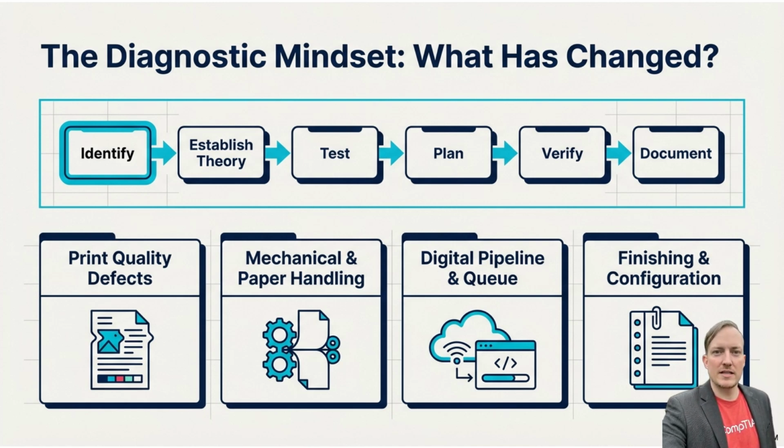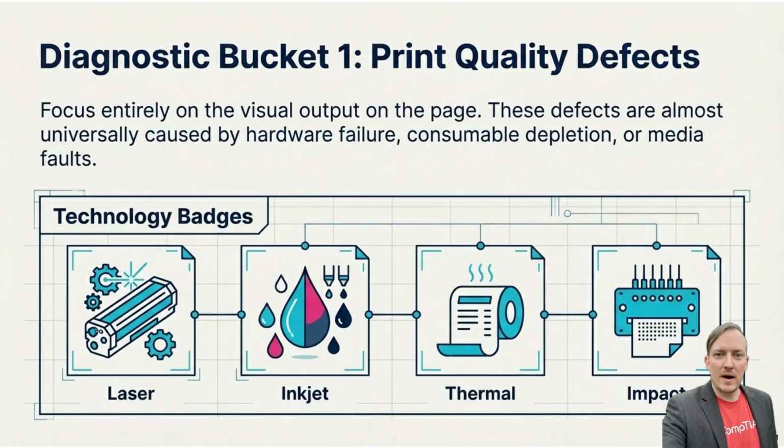To keep things organized, we divide printer troubleshooting into four diagnostic buckets: print quality defects, mechanical and paper handling, the digital pipeline and queue, and finishing and configuration. Let's open up Diagnostic Bucket 1, Print Quality Defects. Here we are focusing entirely on the visual output on the page. When the print looks wrong, these defects are almost universally caused by a hardware failure, consumable depletion like low toner, or using the wrong media. We have to know the specific troubleshooting quirks for our four technology badges: laser, inkjet, thermal, and impact printers.